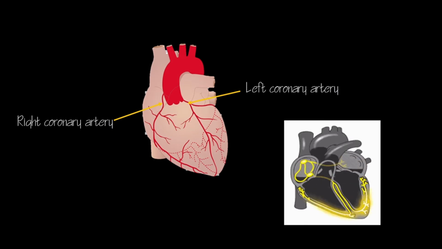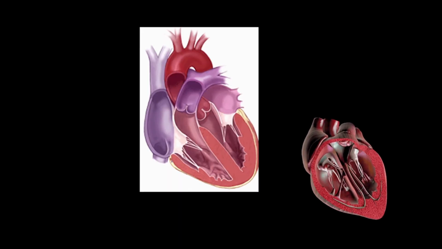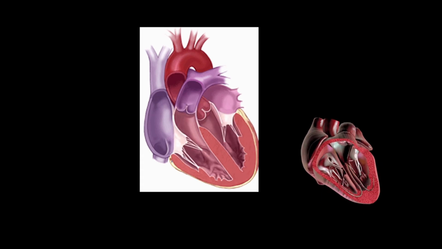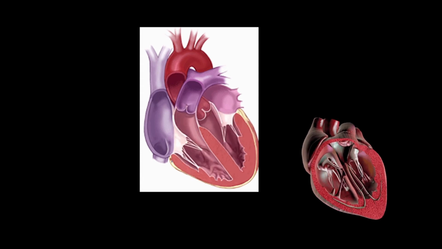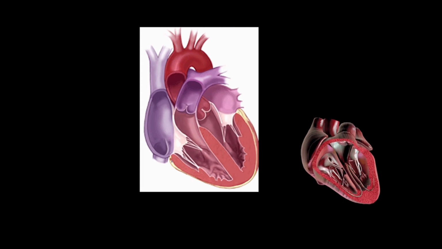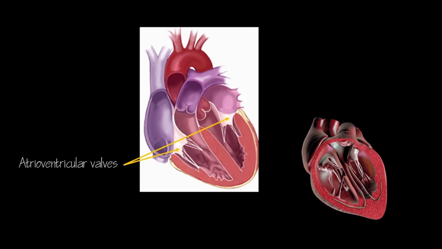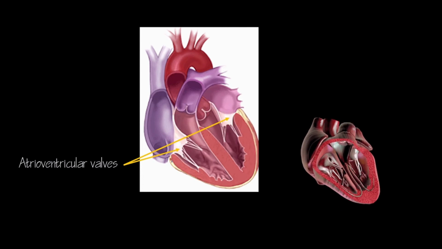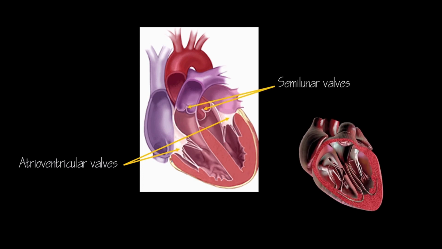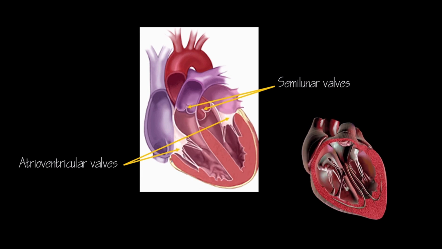Heart valves keep the blood fluid flowing in one direction, in the same way most pumps work. The heart has 2 types of valves that keep the blood flowing in the correct direction. The valves between the atria and ventricles are called atrioventricular valves, while those at the base of the large vessels leaving the ventricles are called semilunar valves.